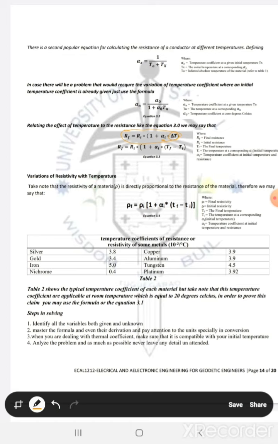So, these are, in our table 2, you can see that we may have the coefficient of resistance or resistivity of some metals, temperature coefficients. So, 3.8 times 10 raised to negative 3 degrees Celsius, 3.4 times 10 raised to negative 3 degrees Celsius, 5.0 times 10 raised to negative 3 degrees Celsius. 0.4 times 10 raised to negative 3 degrees Celsius. So 3.9 times 10 raised to negative 3 degrees Celsius. Halos parehas sila ng aluminum. And then yung tungsten natin and your platinum. Okay.